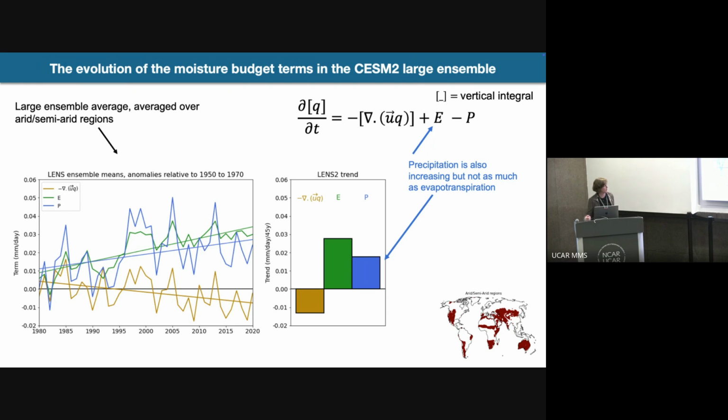So this is the moisture budget where you can see that in the brown there, that's the model's convergence of moisture over arid and semi-arid regions. And it's the model's not converging more moisture. It's evaporating more. But it could be that the real world is diverging more moisture. But if I had to place a bet, I would say that it's ET that's different.